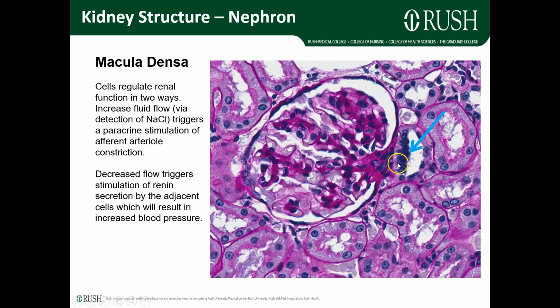And these cells are involved in regulating renal function in two ways. Either they increase the fluid flow when they detect sodium chloride, and then they trigger paracrine stimulation of the afferent arterial constriction, which will be right around here, or they decrease the flow by triggering stimulation of the renin excretion by the adjacent cells which are present in the locality here, and in the increase in blood pressure.